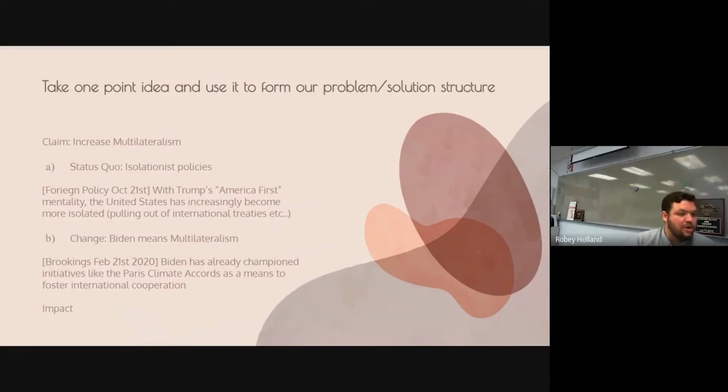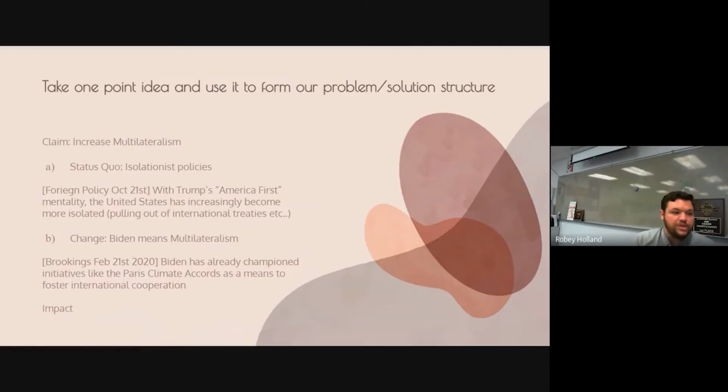So excuse the typo, but a Foreign Policy article from October 21st says that with Trump's America First mentality, the United States has increasingly become more isolated, right? We've been pulling out of international treaties, becoming increasingly sort of America first, right? And so that was sort of the state of the nation and our status quo in October of 2020.